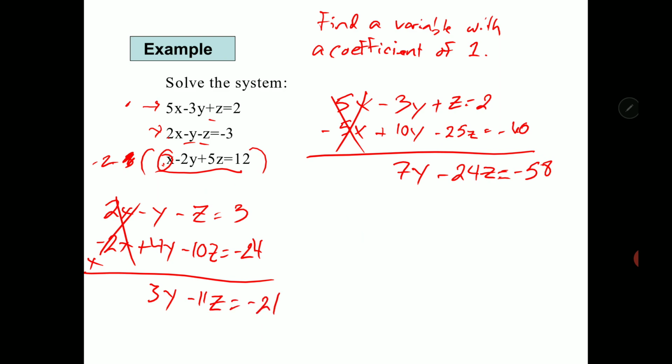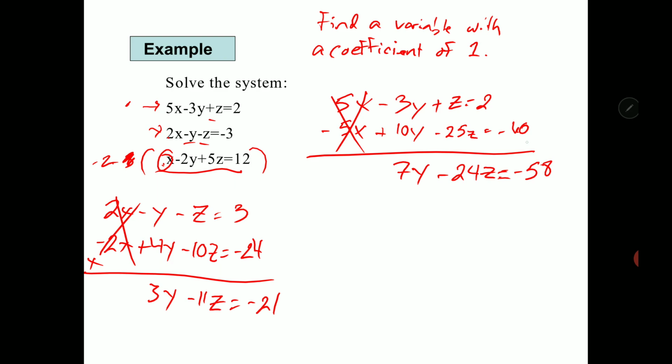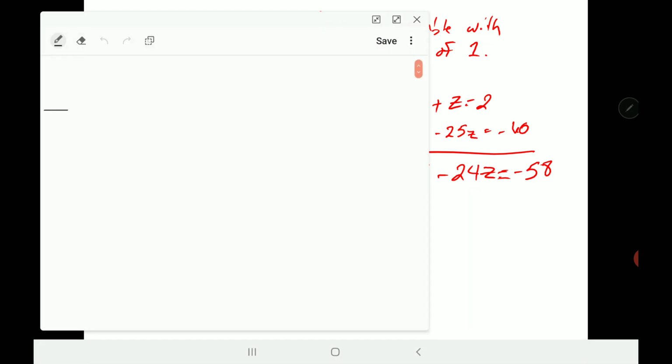So now what I have is a 2x2 system of equations, and I'm going to definitely need to create a note over here so we can see what's going to happen.